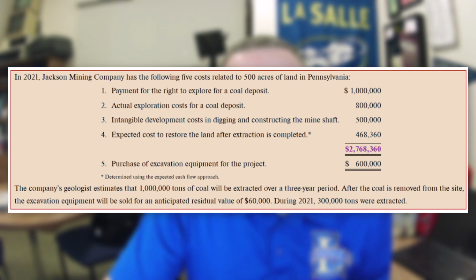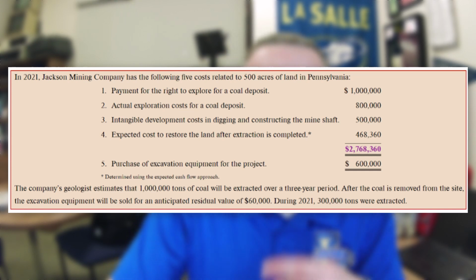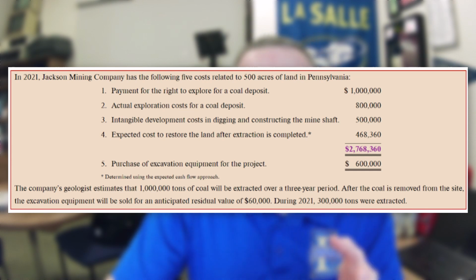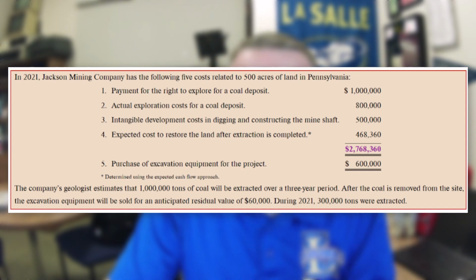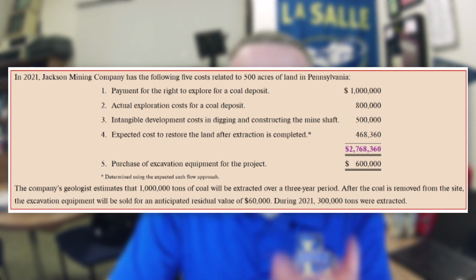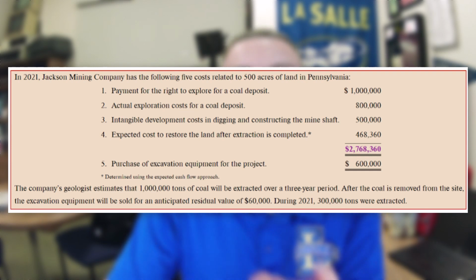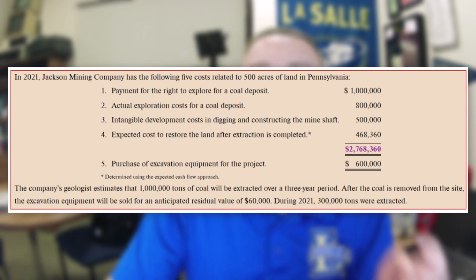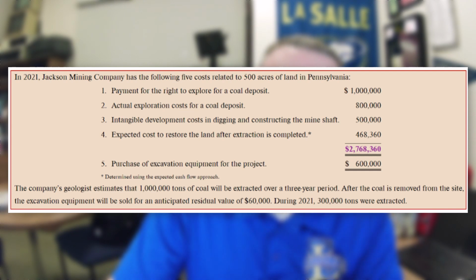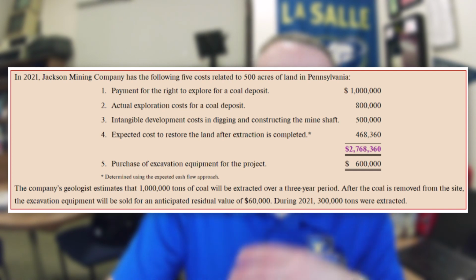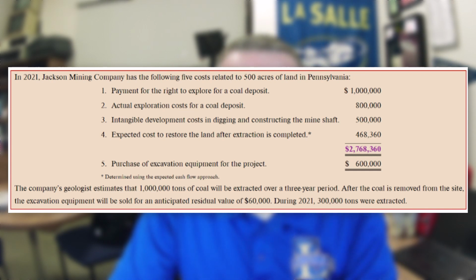Then you see in number 5 here, excavation equipment. So why is excavation equipment not included in that number, that previous total that I just read to you? Well, it's not included because excavation equipment is equipment. It's not a natural resource. It's a property, plant, and equipment asset that is distinct from a natural resource asset. And for that reason, we're going to treat this as a separate asset. And this separate asset will have depreciation, not depletion.